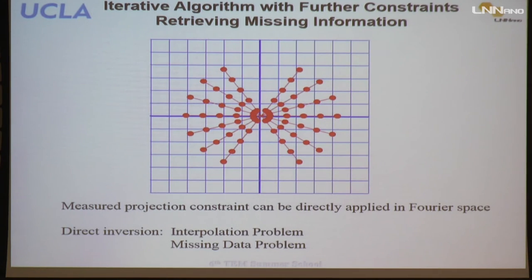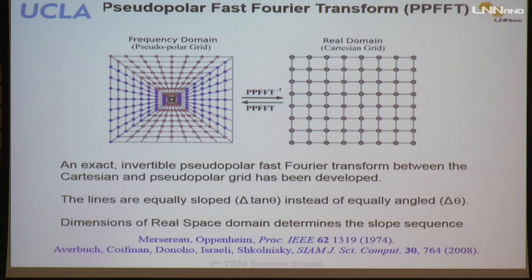Okay, let's come back to the problem I initially stated. This direct Fourier inversion doesn't work very well because of the interpolation problem, the Fourier interpolation, and the missing data problem. So if we can solve these two problems, then there will be a better way to determine this missing data and get a better reconstruction. Because if we can solve these two problems, then we get Fourier transformable objects, so we can go back and forth between real space and Fourier space. And that actually gives us a lot of advantage. So people were trying to solve this problem. And first, this interpolation problem can be solved by using the pseudo-polar fast Fourier transform.